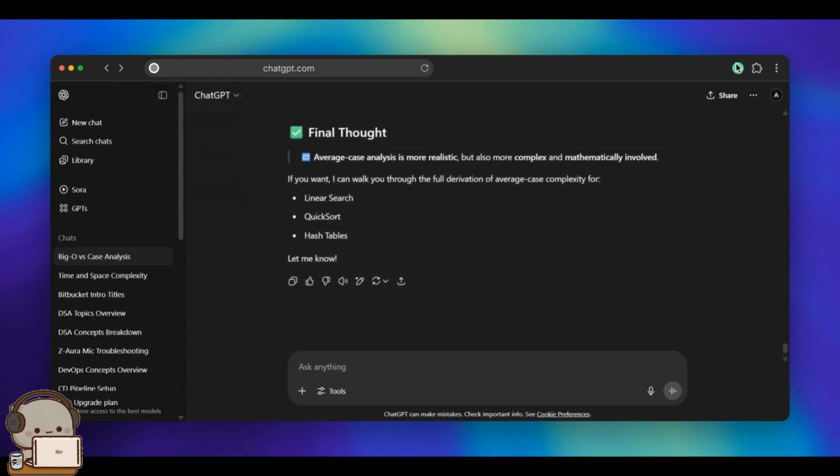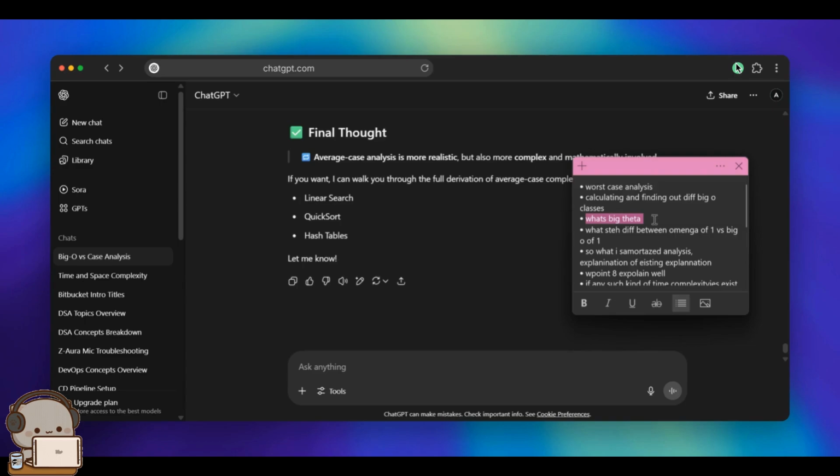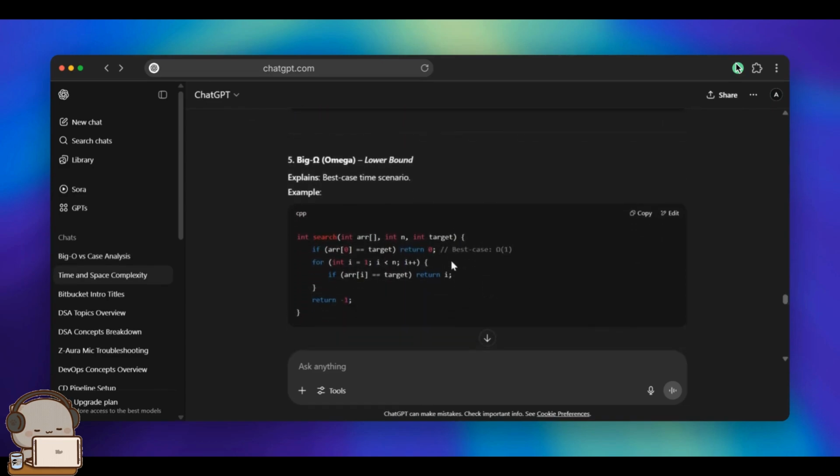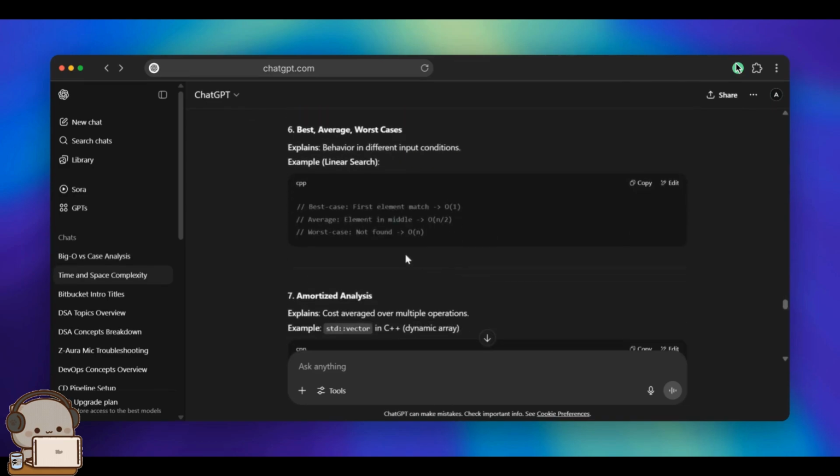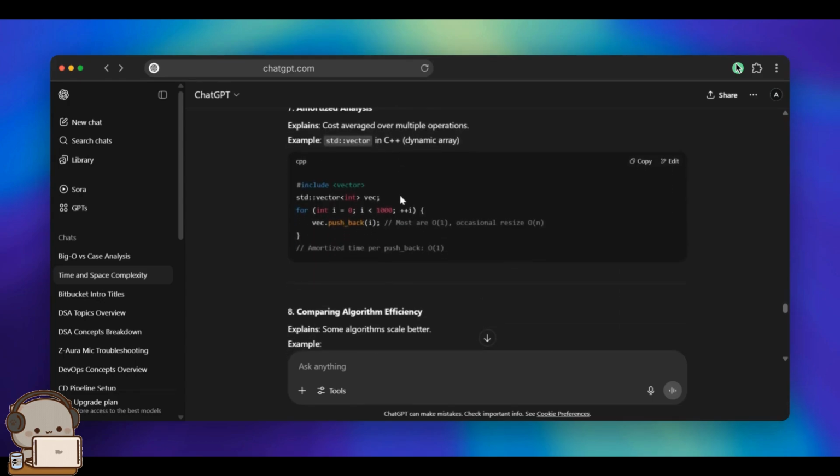So that would be it for what Big-Theta is and how asymptotic notation is different from case analysis. Next we'll be moving on to the difference between Omega(1) versus Big O(1). I think we have cleared this part, because how they're different is that Omega is the lower bound, whereas Big O is the upper bound. So lower bound, upper bound, theta, right?